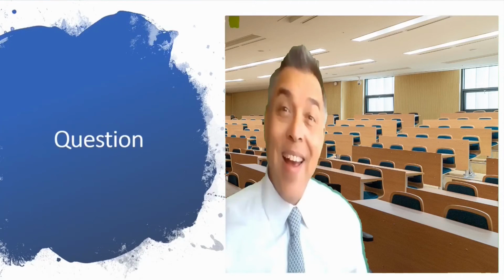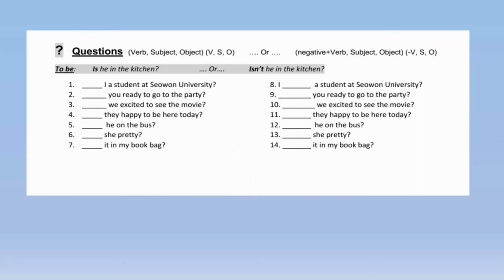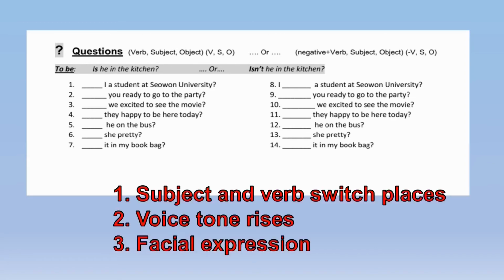Now let's talk about the question form. Question forms have three things that you need to remember. First, the subject and verb switch places. So a direct positive statement like "he is in the kitchen" will change to "is he in the kitchen?"